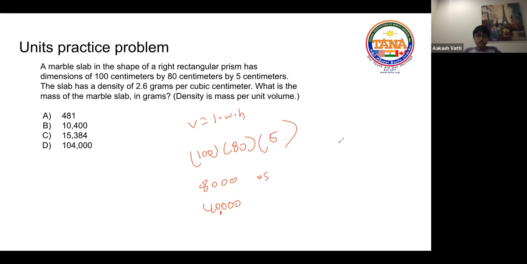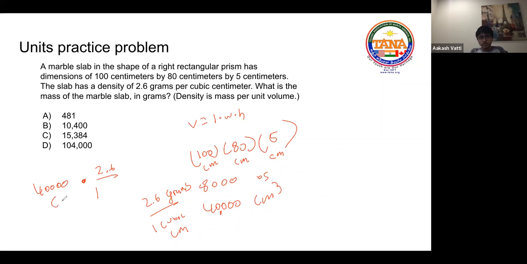And we want the mass of the marble slab in grams. You know the ratio is 2.6 grams for 1 cubic centimeter, which is what they gave us. It's cubic cm, because this is cm times cm times cm, so you cube that. So then we multiply 40,000 times 2.6 grams over 1 cm cubed. These two cancel out immediately. Then you multiply 2.6 times 40,000, and you get 104K, I believe, grams. So the answer is D.